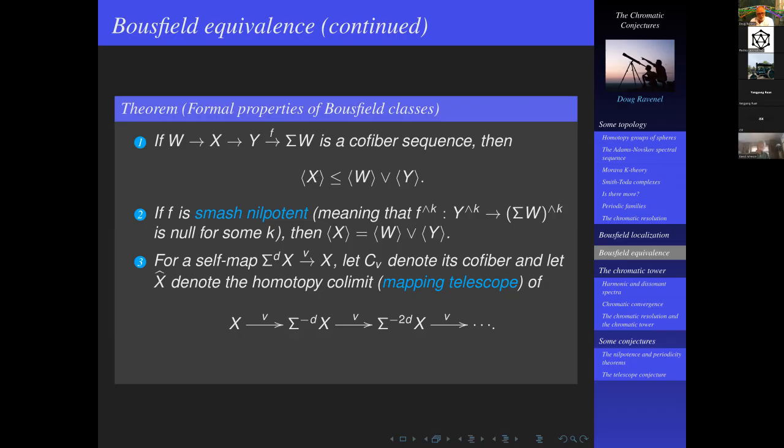So if you have such a map, it has a cofiber C sub V and a telescope X hat. And what you can say is that the Bousfield class of X is the wedge of that of the telescope and the cofiber, and the smash product of those two is zero. The smash product is contractible. So these are formal properties of Bousfield classes. It's not very difficult. These are all easily proved.